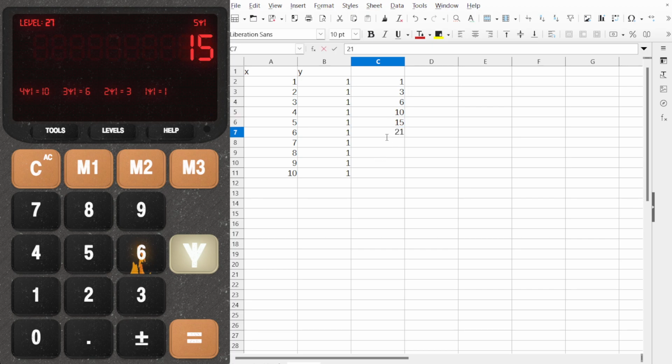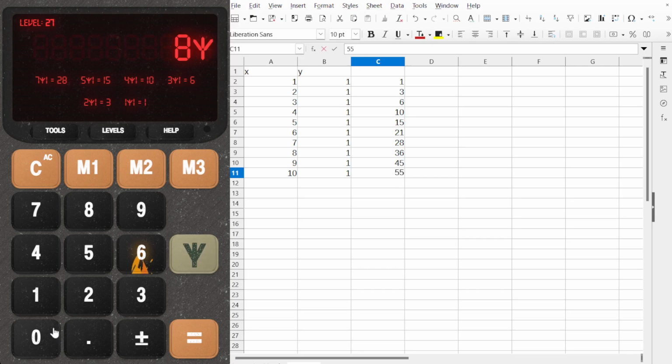Okay, first of all, let's do a hypothesis. I think it's going to continue like this. So let's check this. I can't check 6 to 1, so let's go for 7 to 1. 28. Let's go for 8 to 1. 36. Okay, and 9 to 1. Okay, so it seems like this.